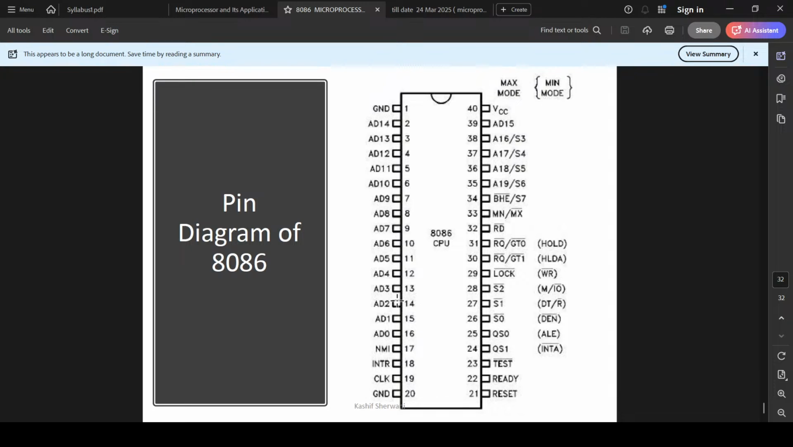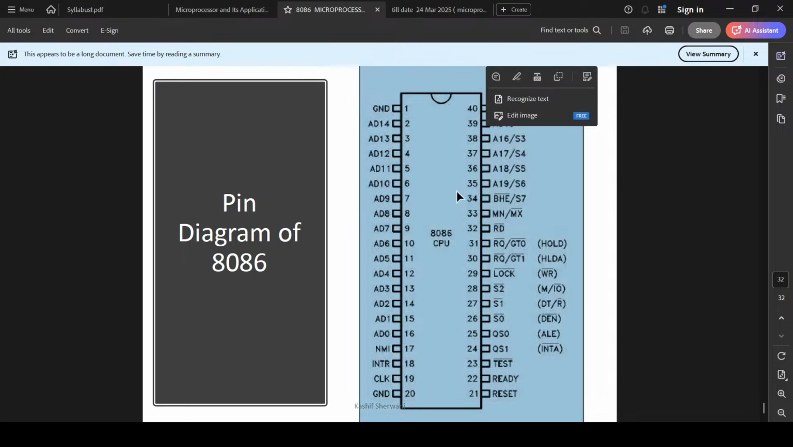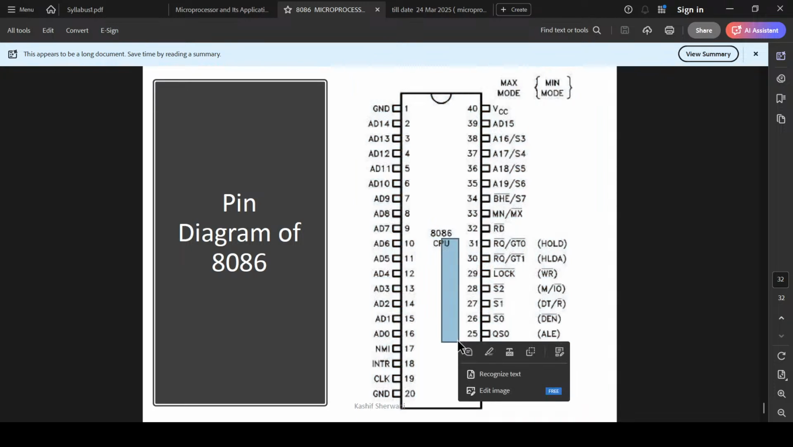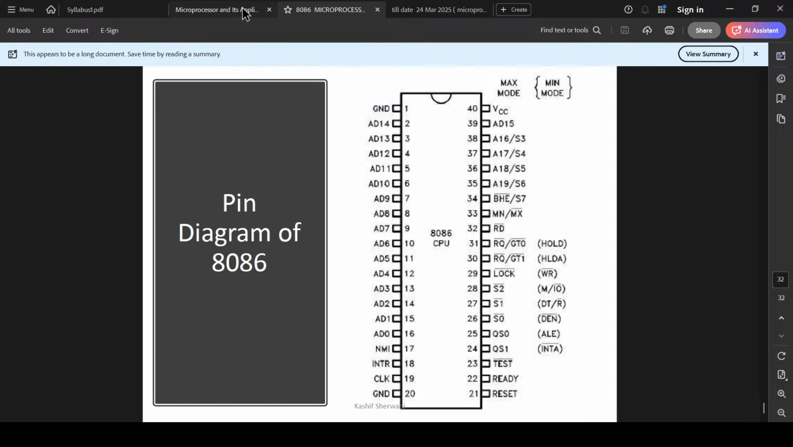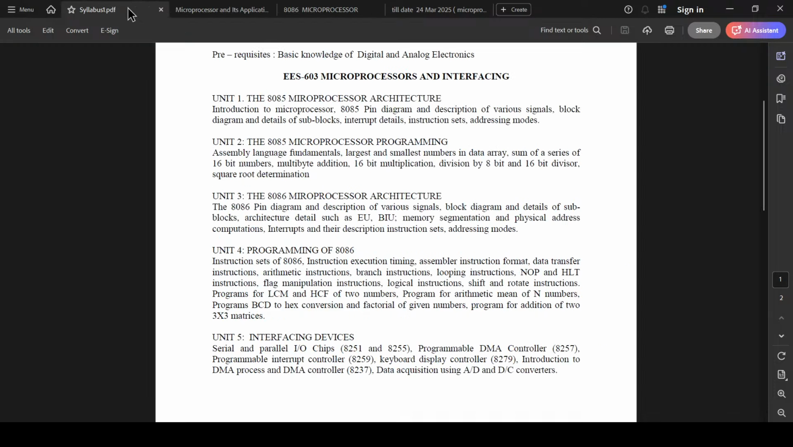The buses are on the one side from 0 to 14. Then NMI, INTR, clock and ground. Two grounds. Reset, ready, test. INTA, ALE, these things. HLDA, hold, and these things. Okay, you can take a screenshot and study this pin diagram. So this is also done. We'll study the interfacing devices and some programming.